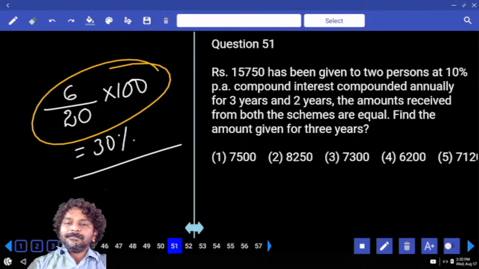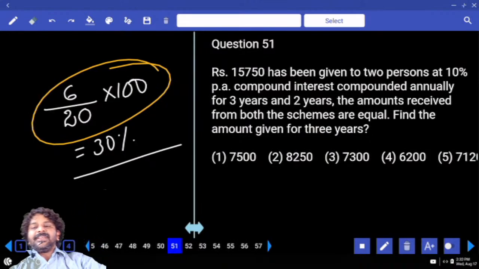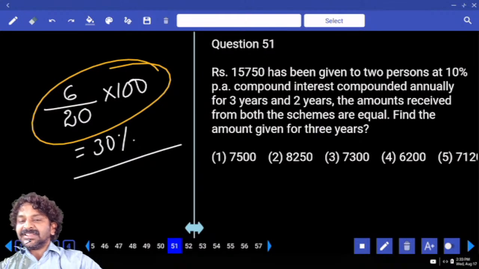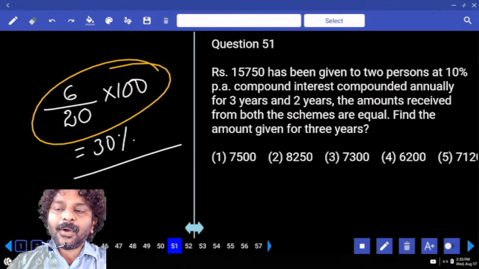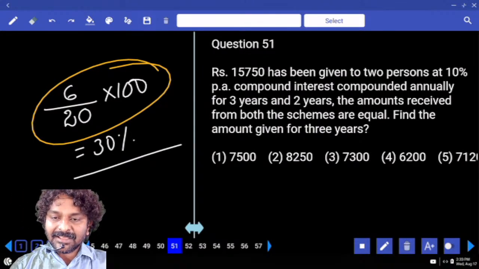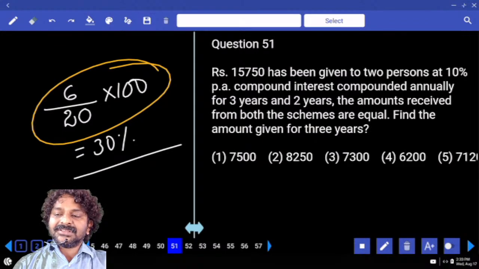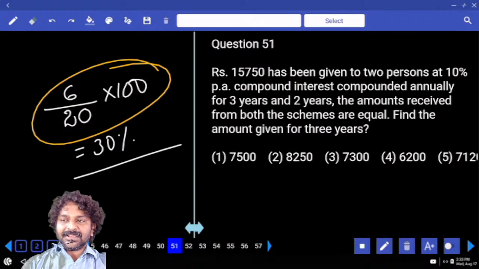Next, 51. 15,750 has been given to 2 persons at 10% per annum compound interest, compounded annually for 3 years and 2 years. The amount received from both schemes are equal. Find the amount given for 3 years.